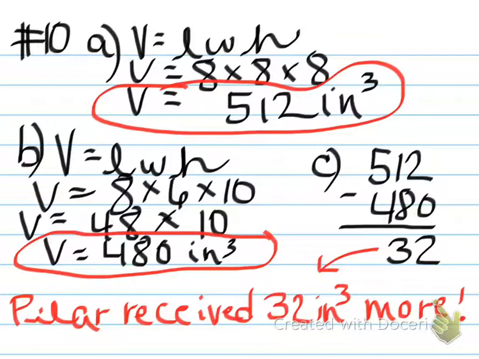So part C, you would subtract 512 minus 480, and it's a difference of 32. So Pilar actually received 32 cubic inches more popcorn than Amanda did. And some of you might be surprised because that was the shorter box, but its dimensions actually held more popcorn than the taller box.